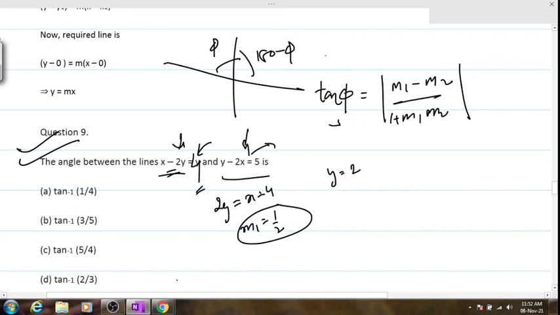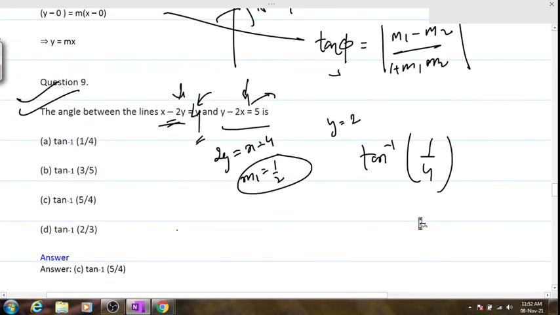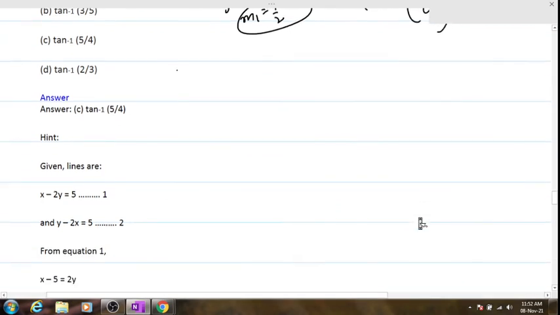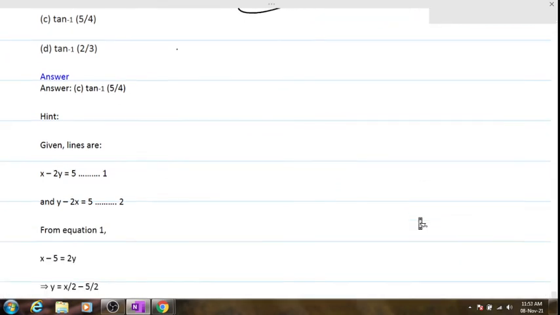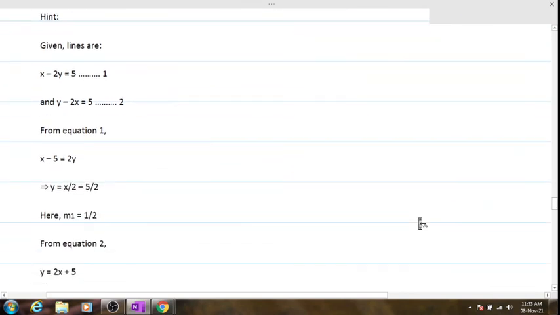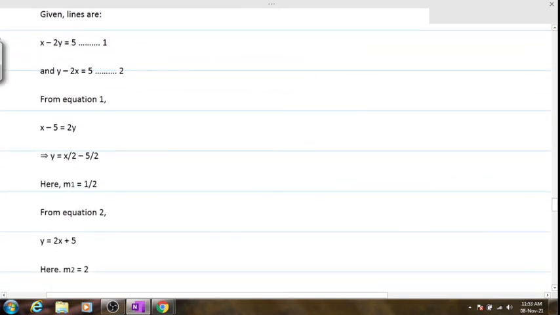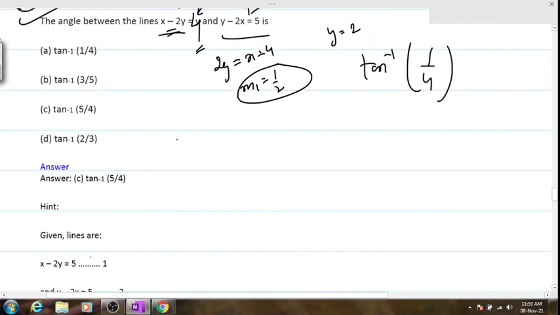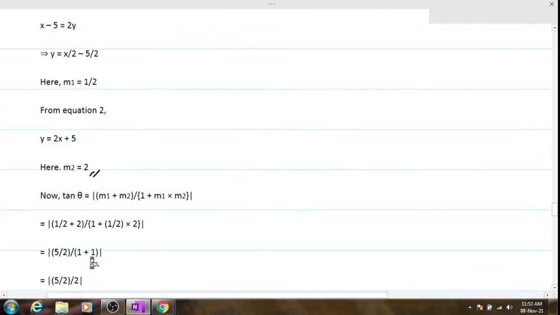No, not tan minus 1. This is tan inverse, okay? Is everybody getting the same answer? Because the answer is tan inverse 5 by 4. Okay. Has everybody got the answer? m1 is equals to half and m2 is equals to 2. You'll be getting 5 by 4 as the answer. Now people who haven't got the answer, kindly start copying it.